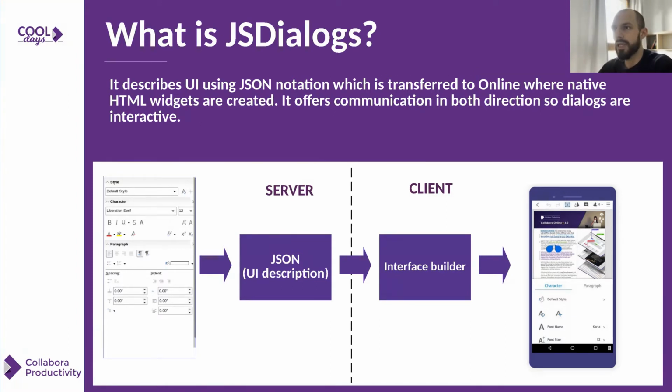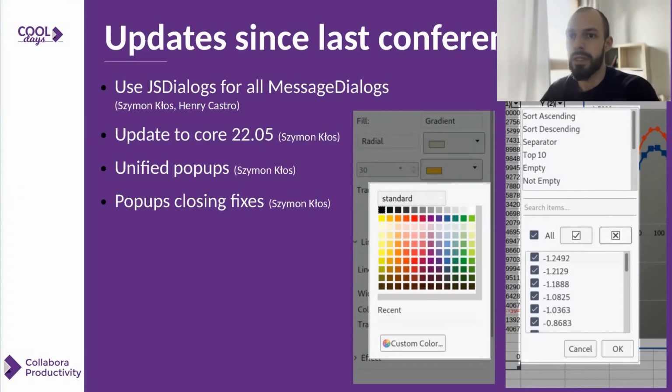Initially, we used that for all the menus in mobile application, but now it's used in many places, like notebookbar, sidebar, or dialogues. So, what has been changed since the last conference? First, we updated our core to new version 22.05, and it required us to do many updates in this area, because some components have been changed on the server side.